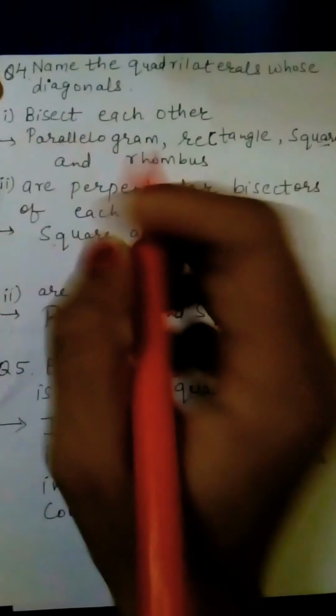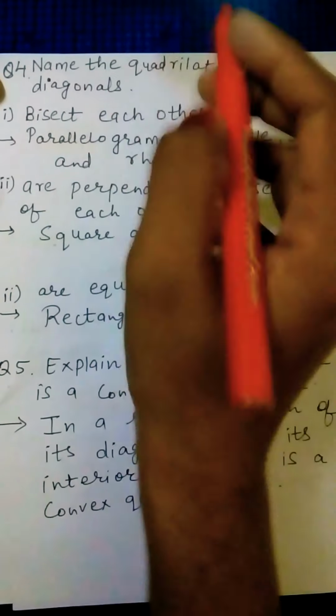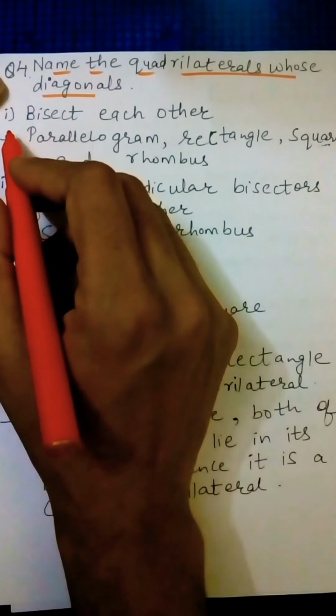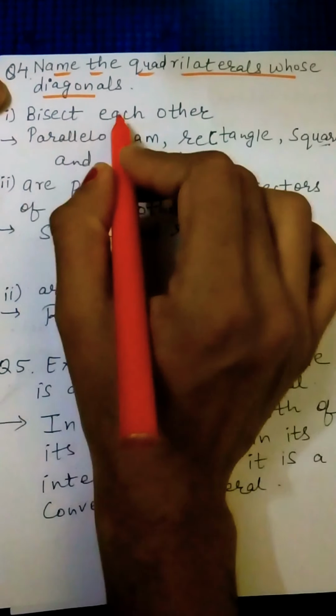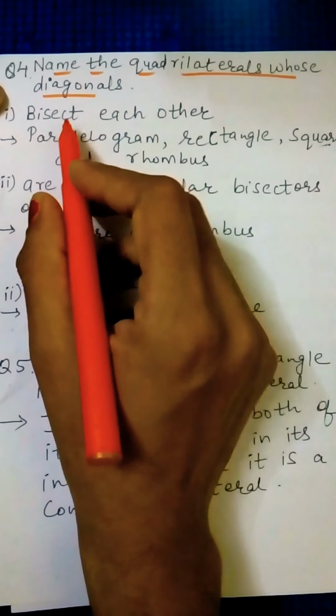Hello students, now we will see question number 4 of exercise 3.4. Let us see the question. Name the quadrilaterals whose diagonals are, first one, whose diagonals bisect each other. Now we have to name the quadrilateral whose diagonals bisect each other.